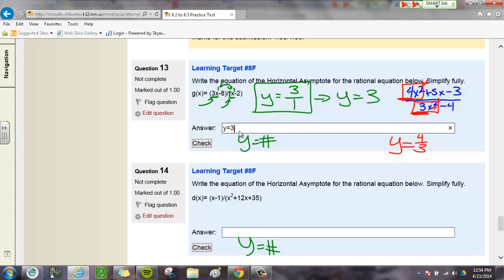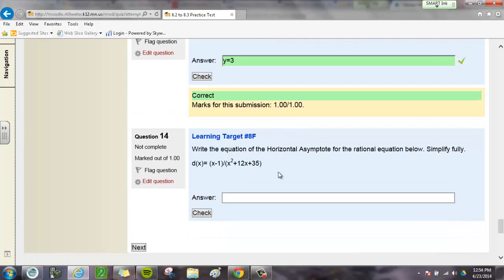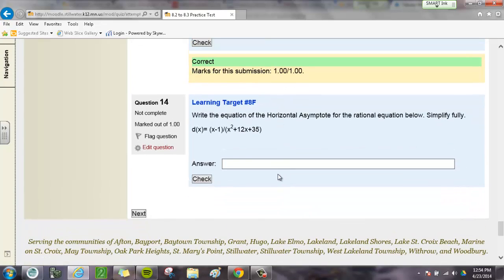This 4 is the coefficient of this x squared term, and this 3 is the coefficient of this x squared term. Thus, our horizontal asymptote in this situation would be 4/3. That's 4 divided by that 3. That's our horizontal asymptote. But that was in this problem. I just want to give you one more situation like that. And so we get y equals 3. Oh, great. One last one to do, then I can be done with this. So here, write the equation of the horizontal asymptote again for the rational equation below.